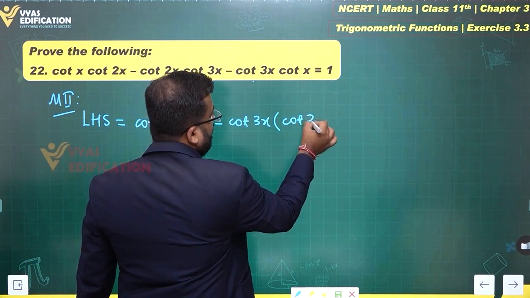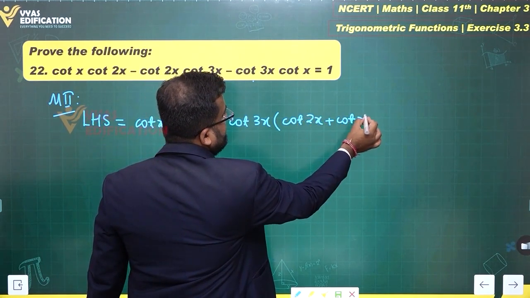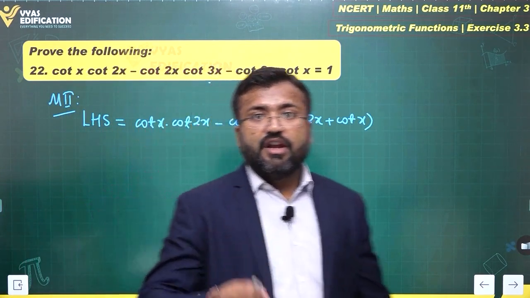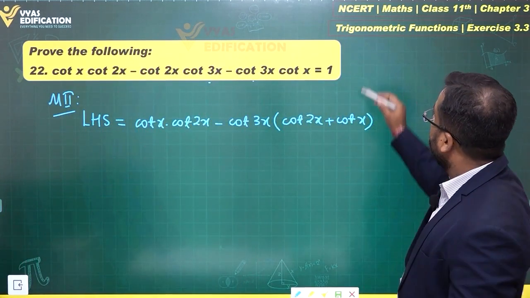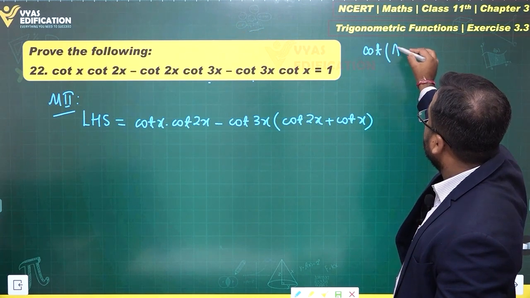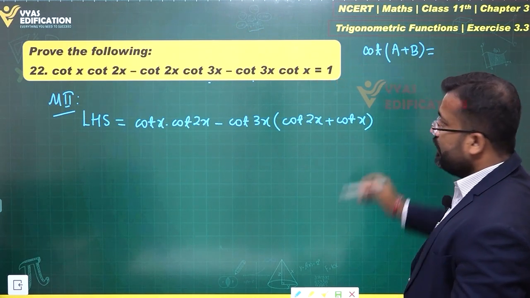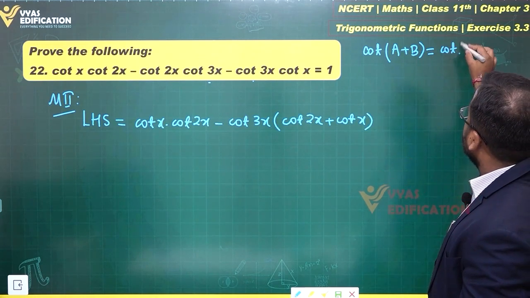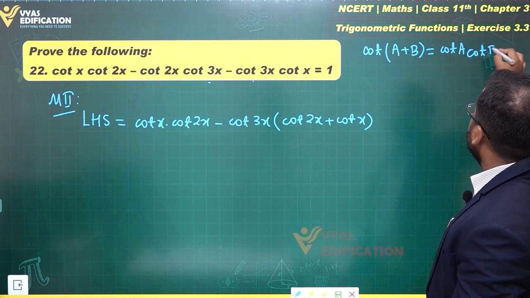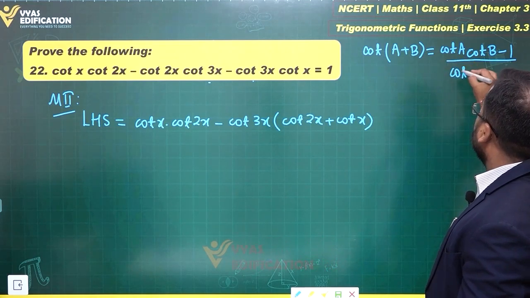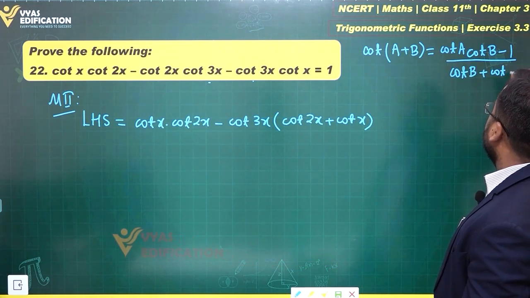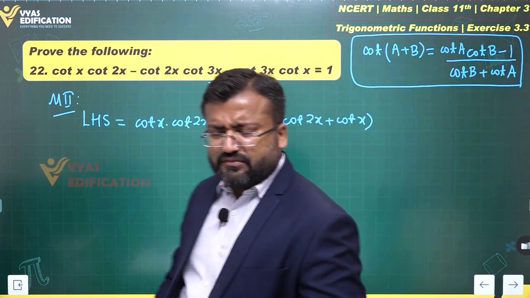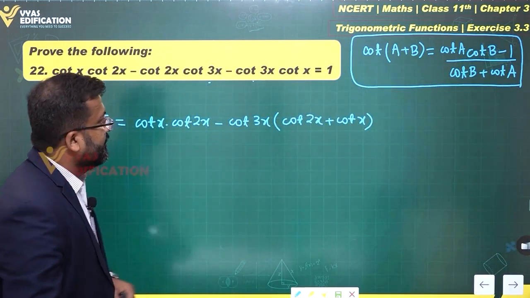This becomes cot 2x plus cot x. This is what you have. Now let us recall the formula for cot of a plus b. Do you recall it? You should. What is this equal to? This is cot a cot b minus 1 over cot b plus cot a. If you remember this formula, your life would be pretty easy for this question.